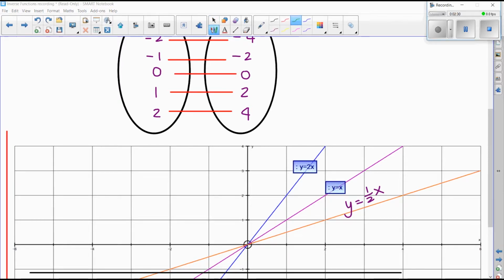And if the inverse is a function, then we may write the inverse using the notation that the inverse of f(x) = 2x is f inverse of x = a half x.